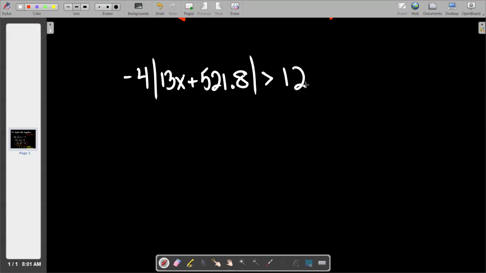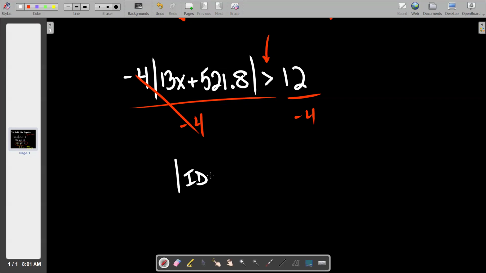How do we get the absolute value by itself here? Right. And if we divide by -4, we of course have to remember to flip that Pac-Man around, right? So what looked like it was going to be a greater than problem is actually a less than problem. And we're left with the absolute value of I don't really care is less than -3. And you don't have to write IDRC in your notes. Like you can actually put 13x plus 521.8. But my point is this.